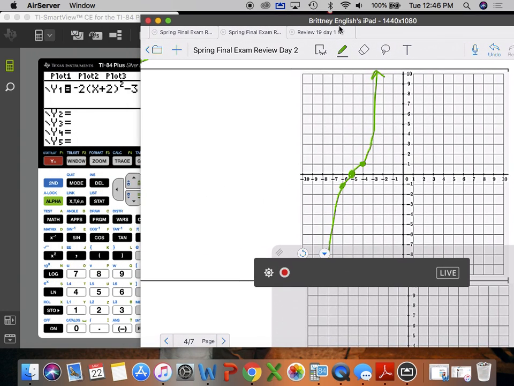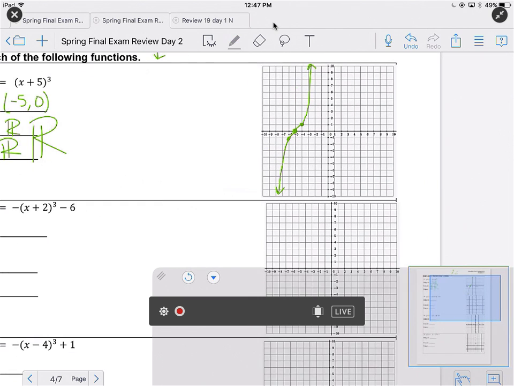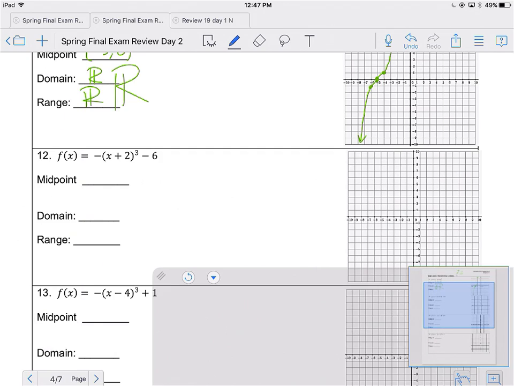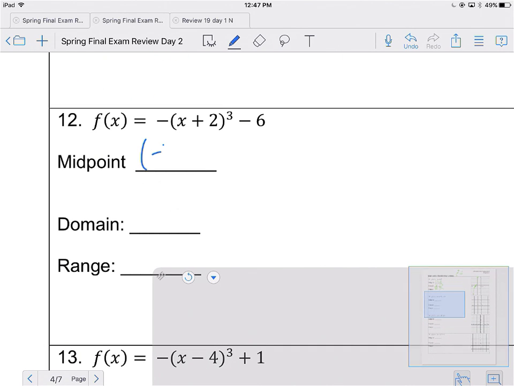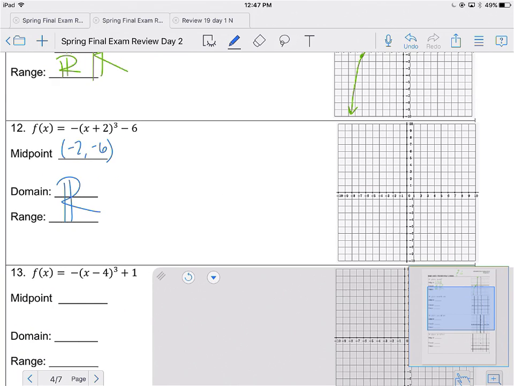Remember, you will have a graphing calculator for this, so in y equals, you can type in exactly what you're seeing. We have x plus 5 raised to the 3, and if I click graph, it will show me it goes up, snakes, and then keeps going. I'm not going to show you all of them in the calculator, just reminding you that you can use it. So midpoint is opposite, same. Domain and range are all reals.